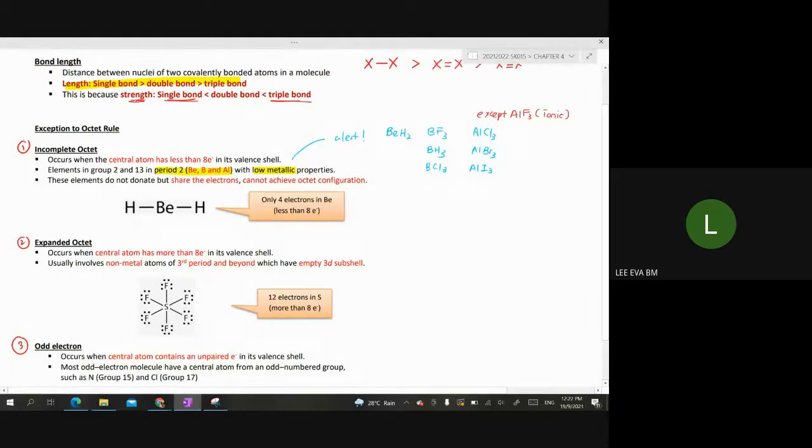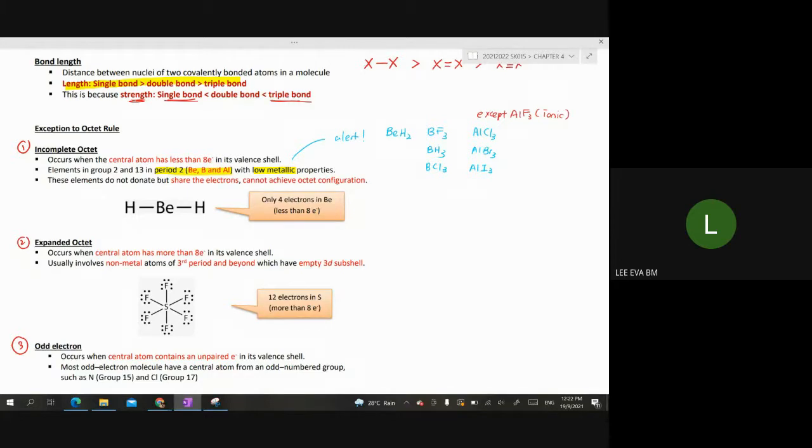So these 3 elements, even though they are metal, because of their low metallic property. Because if you imagine, the period is very small. For them to release an electron is difficult because the force of attraction is very strong. So beryllium, boron, aluminium are less likely to donate electrons due to this strong force of attraction. Therefore, you must remember Be, B and Al only exist as covalent bonds. There is no ionic bond, except for aluminium fluoride.